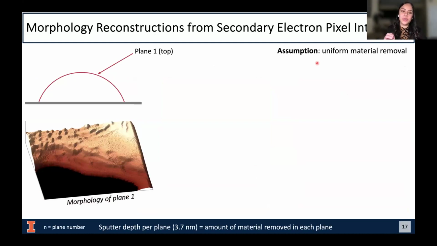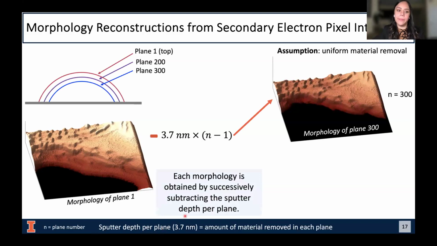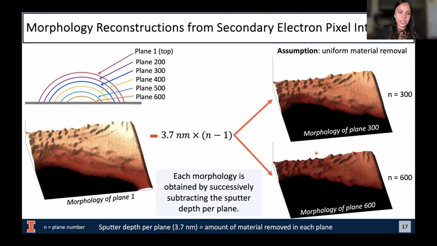So for that, we had to assume, since this was our first step at doing this, a uniform material removal. With this, I mean that on each location in the sample, the same amount of material was removed. So taking this assumption into account, we had previously calculated the sputter depth per plane, which is the amount of material that's removed on each plane. To reconstruct the morphology for plane 300, what this code does is that it subtracts the sputter depth per plane 299 times, and then we get this morphology. But say, what about for plane 600? Well, for plane 600, this tool subtracts the sputter depth per plane 599 times. So basically, we have 600 images, and we will have 600 morphologies, basically a morphology for each image plane.